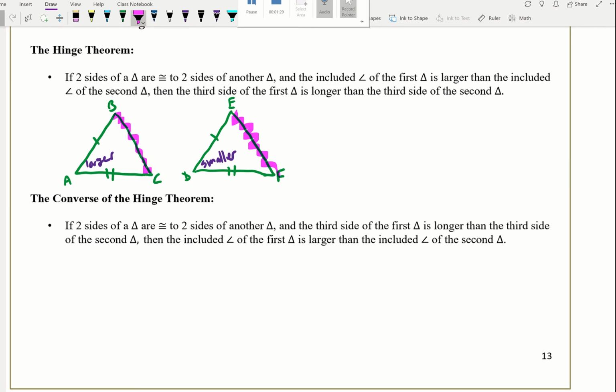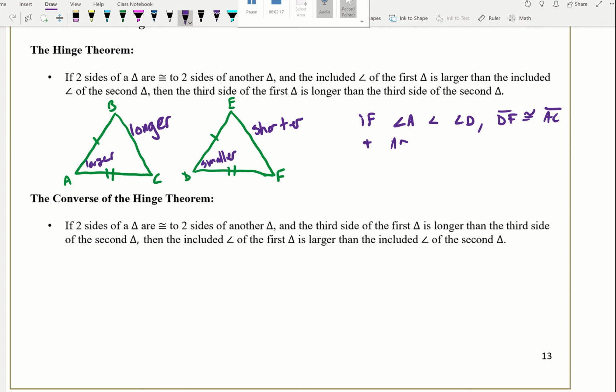What the Hinge Theorem tells us is that if we have this situation, then the third side of the first triangle with a larger angle is longer than the third side of the second triangle. Side length EF would be shorter. I don't know what the lengths actually are, but I do know that if angle A is less than angle D, and if DF is congruent to AC and AB is congruent to DE, then BC must be larger than EF.